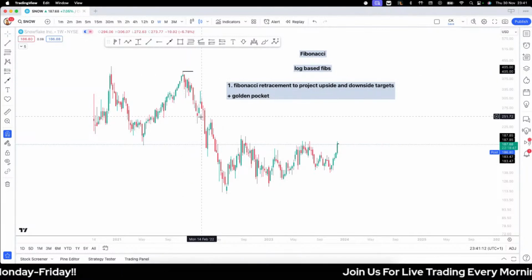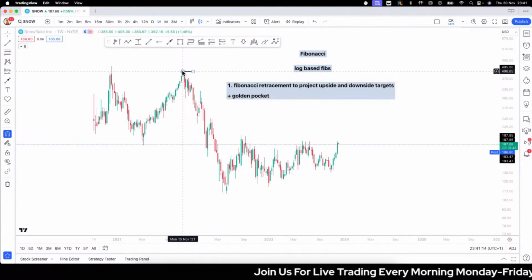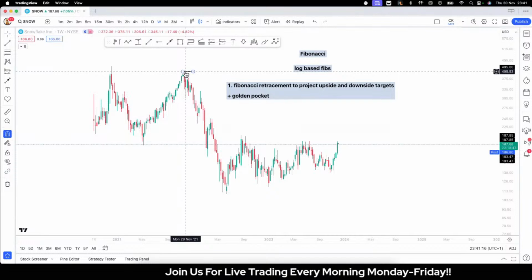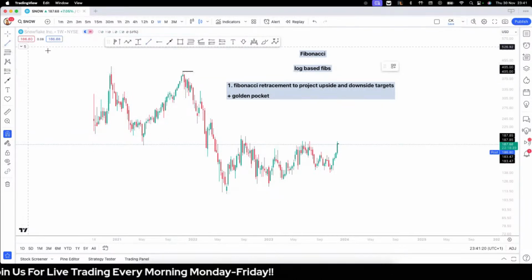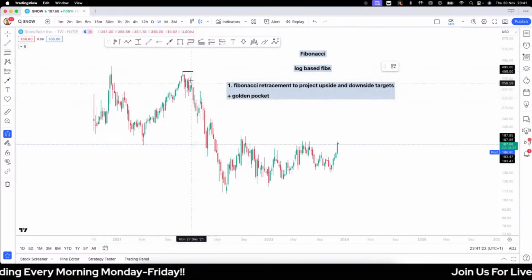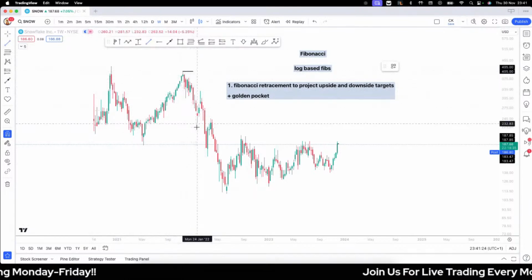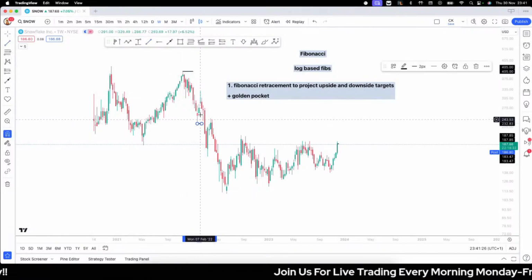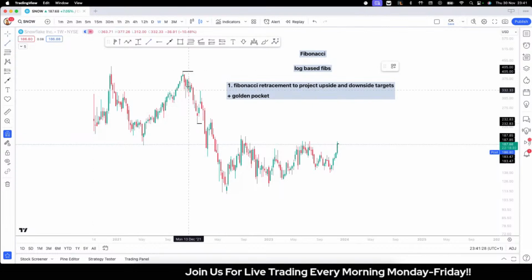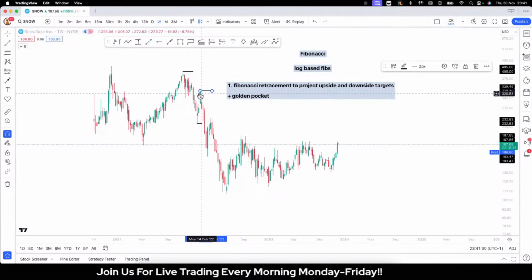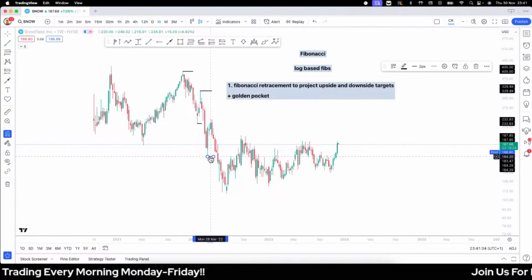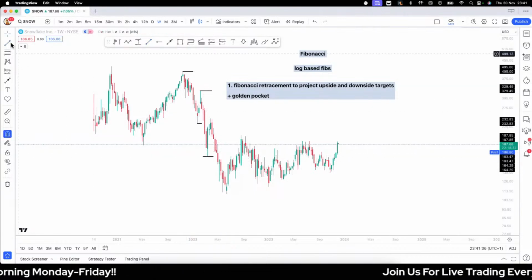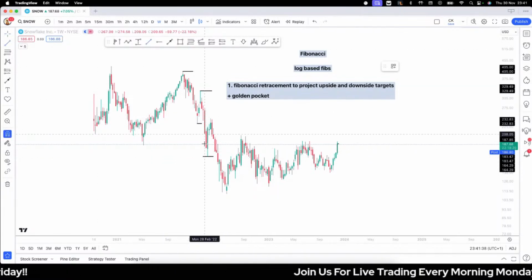As a general rule of thumb, I always take my Fibs from wicks, because that is where price went, and that is relevant to me. I do not disregard the wicks. So swing high, trades down to here, swing low, bounces up to another swing high there, comes back down. This is the exact same thing as what we've done in week one, but it is crucial that you can identify swing high and swing low, and not something in the middle.